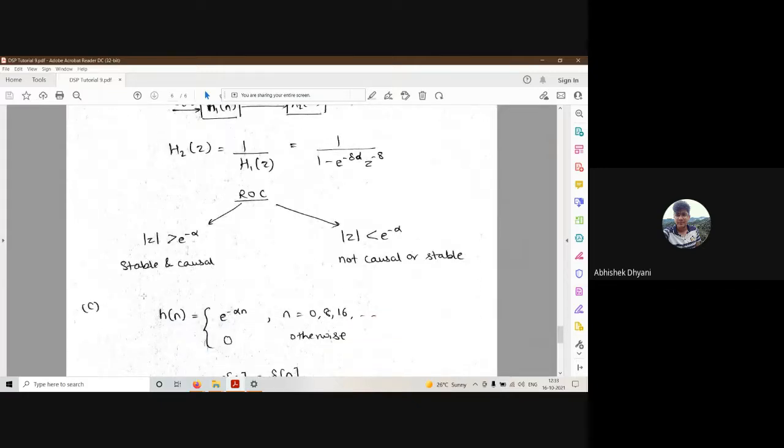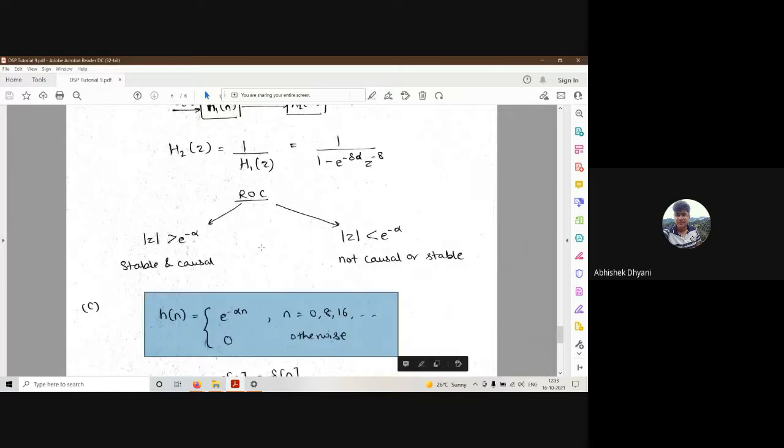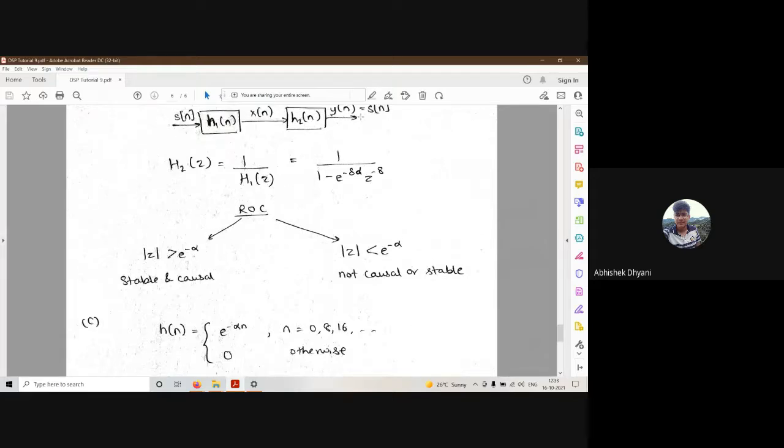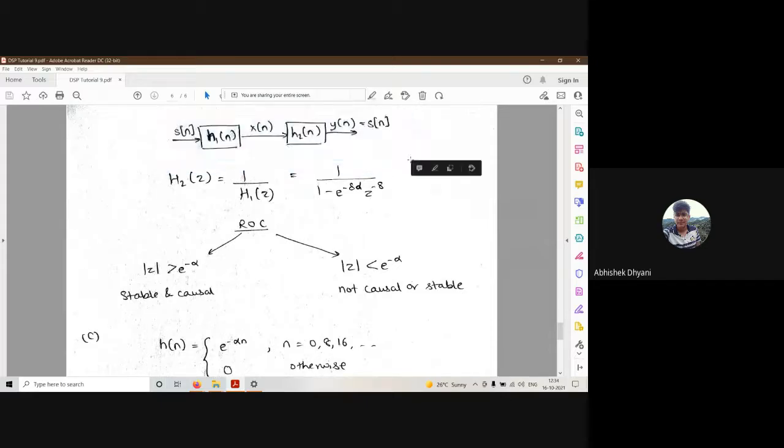So I can calculate h of n by taking the inverse z transform of H2(z). That will give me e raised to the power minus alpha l evaluated at n equal to 0, 8 and 16, and it will be 0 otherwise. Now to do that, the ROC that I have selected must be this one, and only in that case I will obtain an h of n that can perform this operation, right?